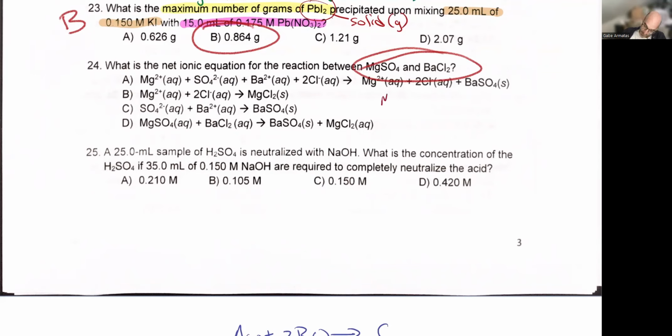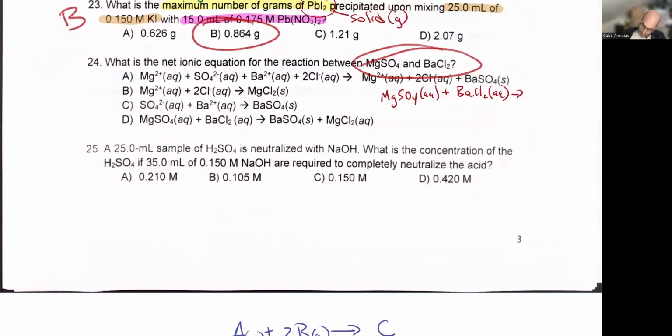So we start with magnesium sulfate, aqueous, plus barium chloride, aqueous. Great. There we go. And then this is a double replacement reaction. I think we're going to need more room for this one as well. So let me just take this. This is the starting. So this is the starting. I'll just write that below.